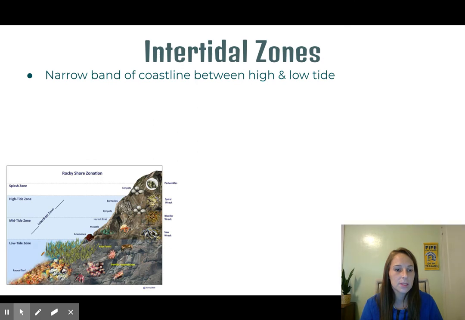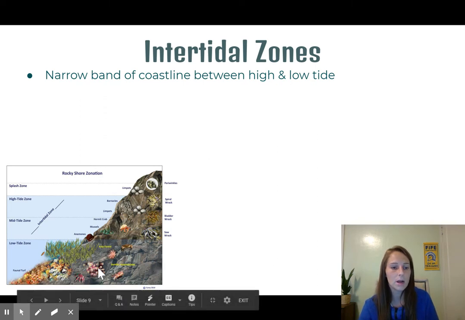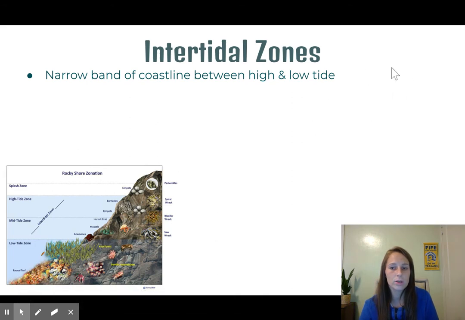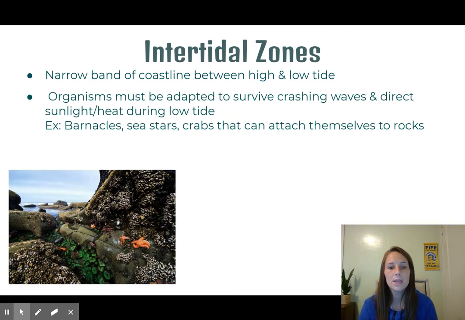Sorry, let me stay on this for a second. So if you look at this, you've got the rocks going down, you've got the low tide down here, and then the water will come up to high tide. And so this rocky area is going to experience both low tide and high tide. Now, organisms need to be adapted to survive these crashing waves, the heat from direct sunlight during low tide. So they have to be specifically adapted to this kind of harsh environment.